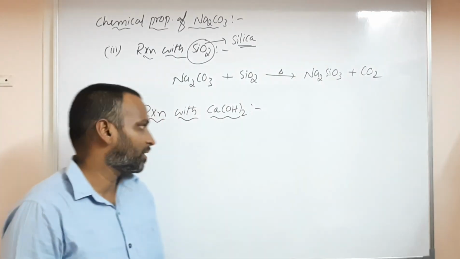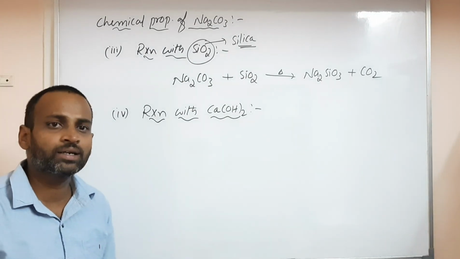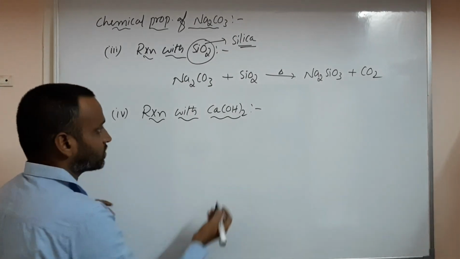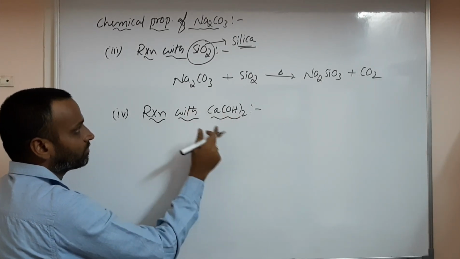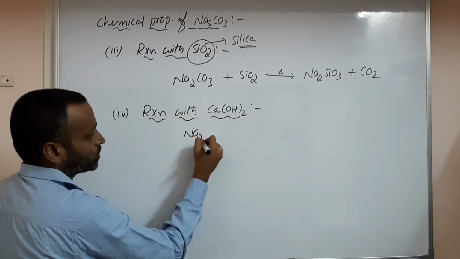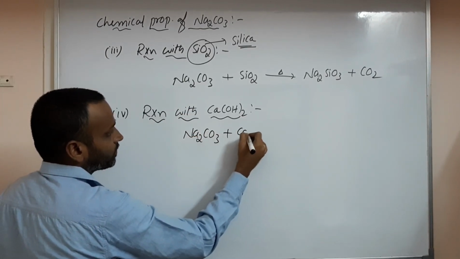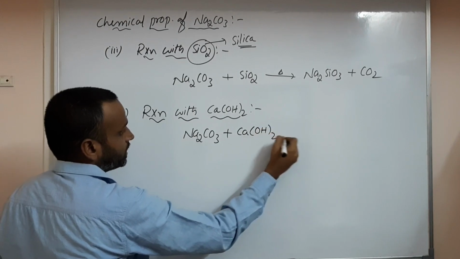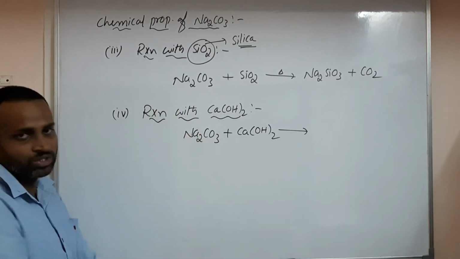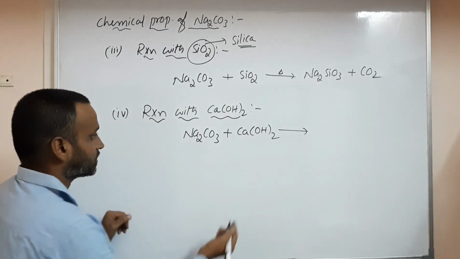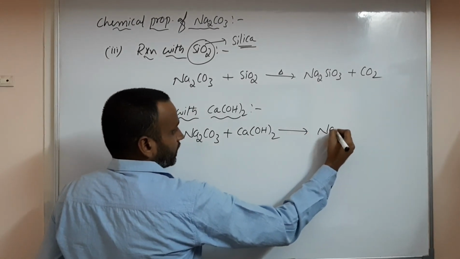Okay, next is the fourth one, reaction with slaked lime, that is calcium hydroxide, Ca(OH)2. In reaction with slaked lime you will get the same, just an exchange of ions. Sodium with OH you will have, because Na2CO3 will react with Ca(OH)2. That means what will you have? Exchange of ions. You can guess now what happens.